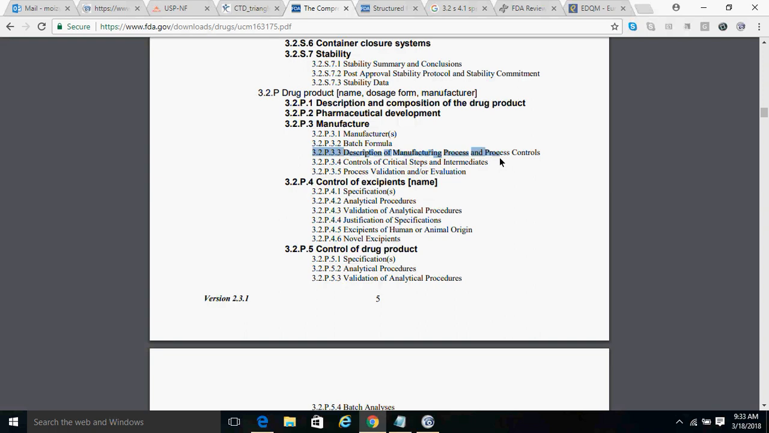They will also provide you the flow chart, the starting material, and the end material. Everything they will provide to you, so you don't have to worry, guys. Even the controls of critical steps, process validation and evaluation, it's a one-page, two-page section. All this information is provided to you. You don't have to create it by yourself.